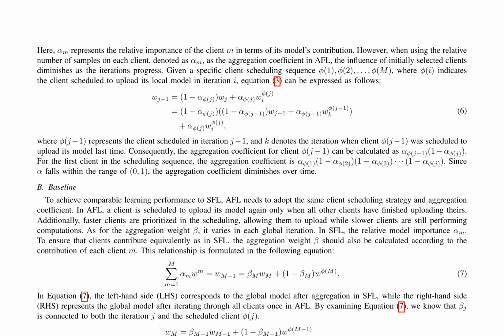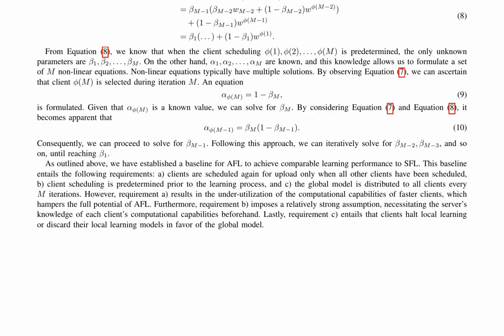In the context of asynchronous federated learning, AFL, the relative importance of a client in terms of its model's contribution is represented by alpha m. When using the relative number of samples on each client as the aggregation coefficient, the influence of initially selected clients diminishes as iterations progress. The client scheduling sequence phi 1, phi 2, ..., phi M is crucial, where phi i indicates the client scheduled to upload its local model in iteration i. Equation 3 illustrates the aggregation process, which involves a diminishing influence of the initially selected clients.